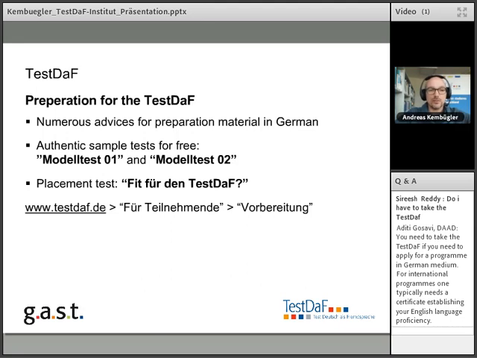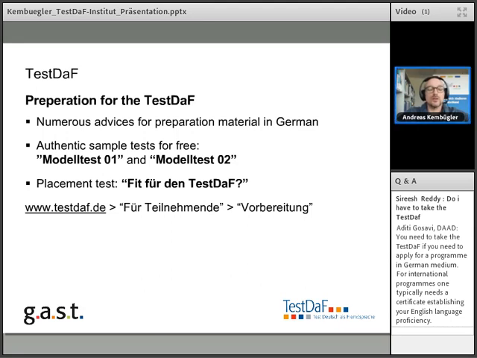A very important thing to point out is that you should be well prepared for the test. It's not only important that you have learned enough German, furthermore, it's important to know as much as possible about the structure of the test, about the format of the questions, how is the test structured. And to know more about that, you have to click on testdaf.de, and there you can search for the so-called Modelltest, the model test, the model test 1 and the model test 2.